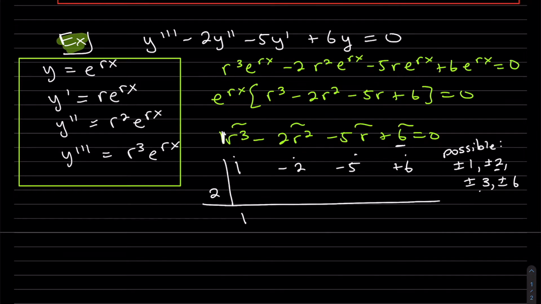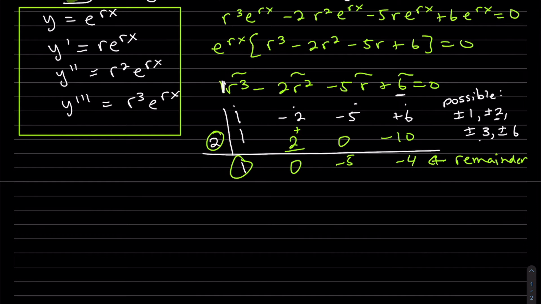So you drop the 1. You're always adding down. Okay, 1 plus nothing is 1. And then we multiply these two. This times this is 2. We add down. That's 0. 2 times 0 is 0. Add down. And then 2 times minus 5 is minus 10. Add down. And the last one is your remainder. So it looks like that doesn't work.